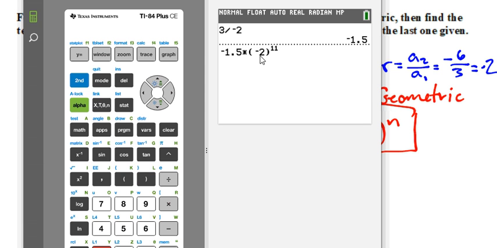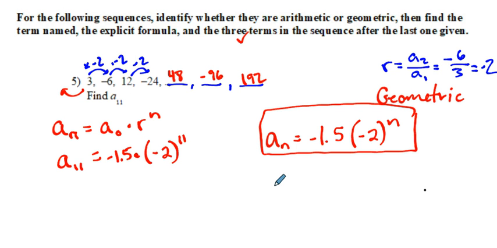And the reason I do that is because the calculator doesn't know to raise that negative to the 11th power also. It's just going to raise 2 to the 11th power without the parentheses and then make it negative at the end. I want it to know that I want negative 2 times negative 2 times negative 2, not just a positive 2 over and over again. When you do that, you get 3072. So term 11 is 3072.